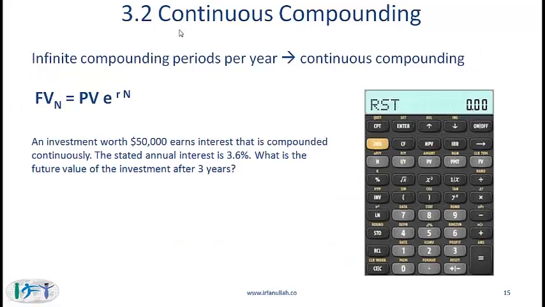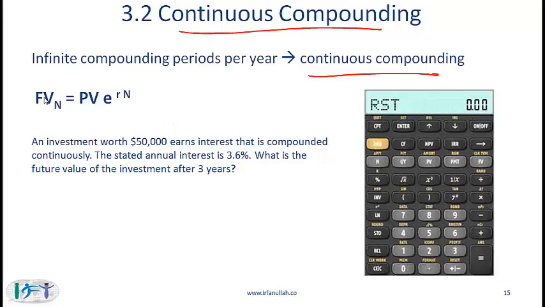Moving now to continuous compounding. We have seen an example with annual compounding. Then we talked about quarterly compounding. We have also seen daily compounding. If we keep increasing the number of compounding periods until we have an infinite number of compounding periods per year, then we say that we have continuous compounding.